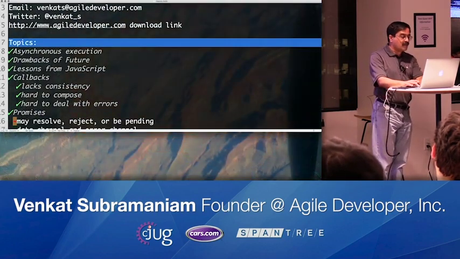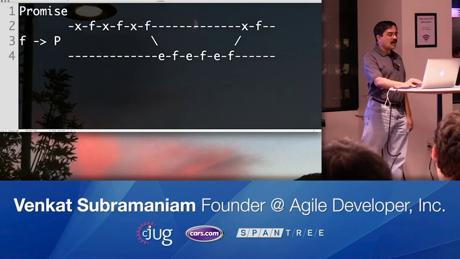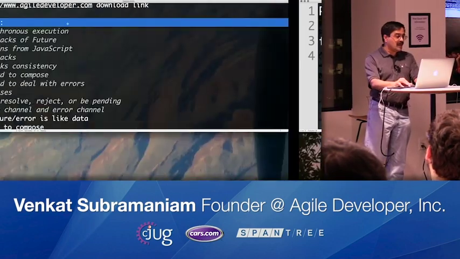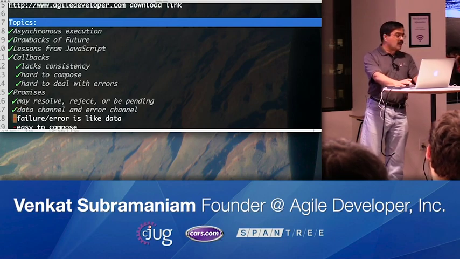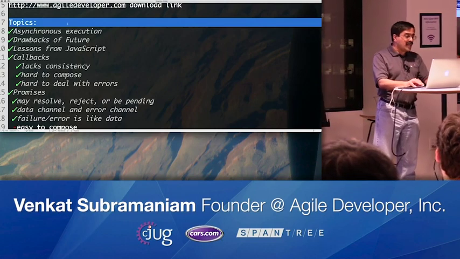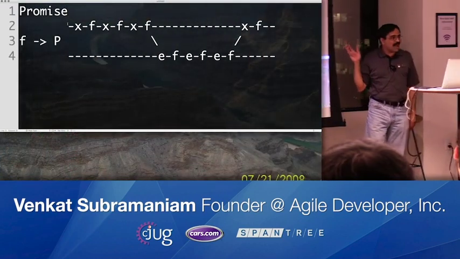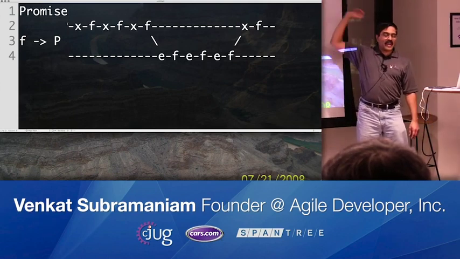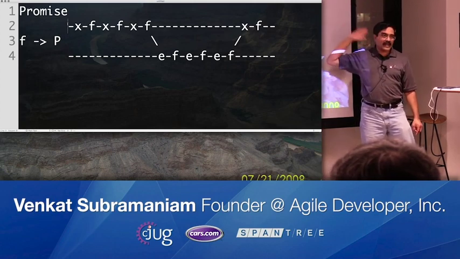A promise may resolve, reject, or be pending, and there's a data channel and there is the error channel. What I call the right track is the data channel, and what I call the left track is the error channel. You may get data through the data channel, or the error may propagate through the error channel, and the failure or error is treated just like data. So this is the conceptualization, and it's extremely easy to compose. As you can see right here, that's just the functional pipeline. You can draw this functional pipeline, and the data or the error can keep moving on the timeline from the left to the right in this functional pipeline, and that's how data gets propagated.